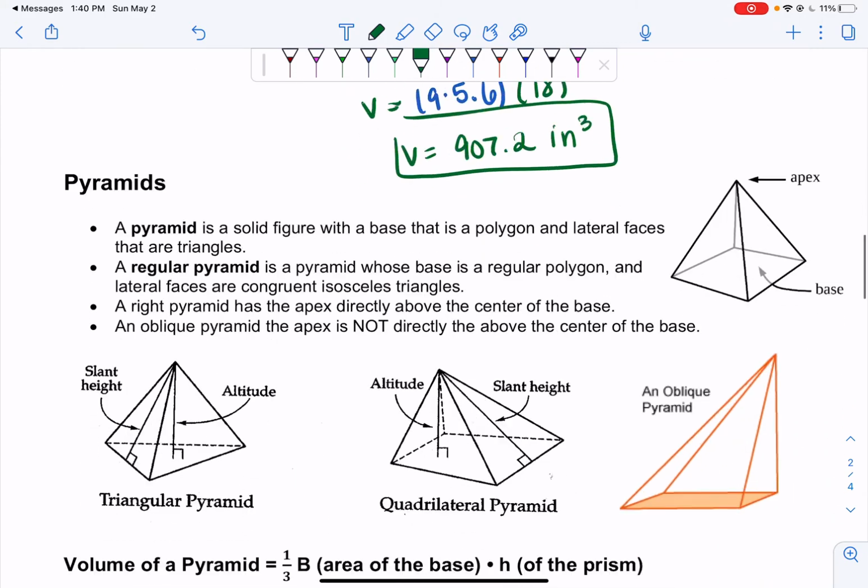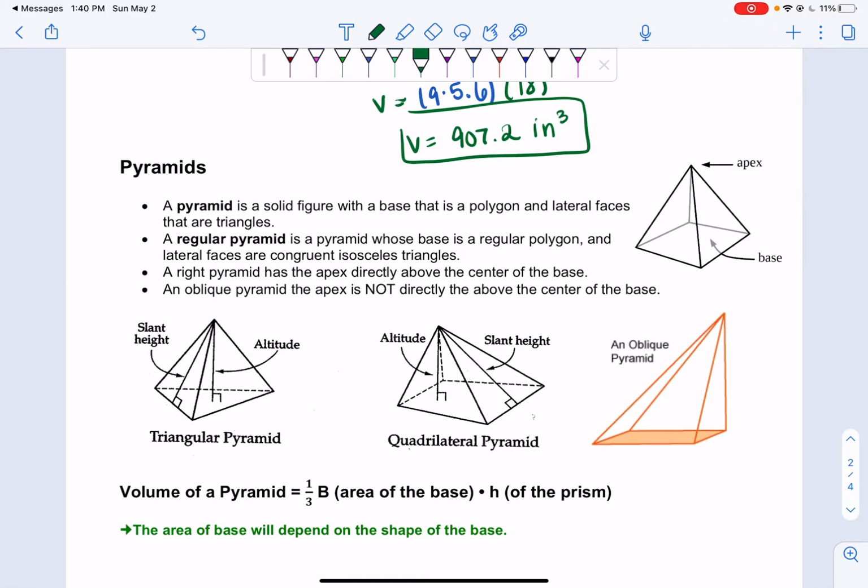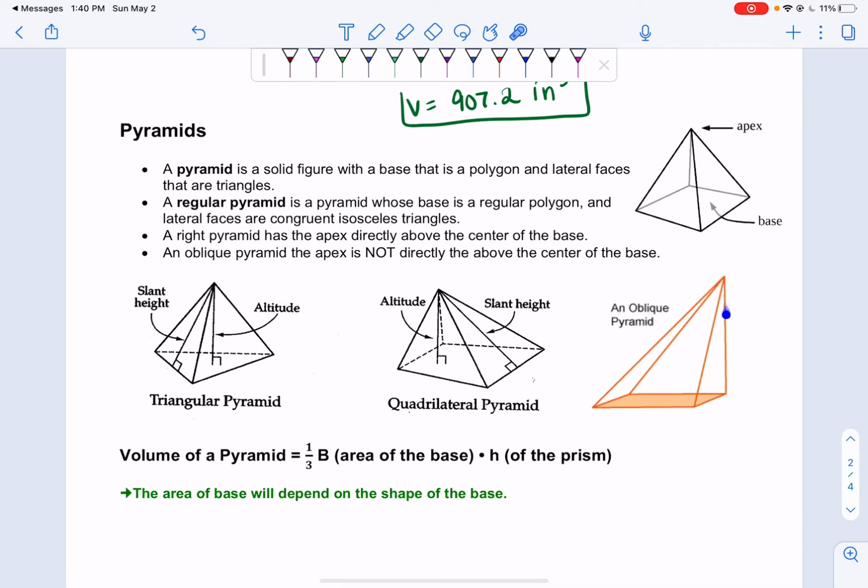Now let's look at pyramids. A pyramid is simply a solid figure with a base that is a polygon and lateral faces that are triangles. A regular pyramid is a pyramid whose base is a regular polygon and lateral faces are congruent isosceles triangles. A right pyramid has the apex directly above the center of the base, so our apex is the tip of our pyramid and our base is the bottom. An oblique pyramid, the apex is not directly above the center of the base. So if you look, it's not directly above, it's sort of jutted out a little.